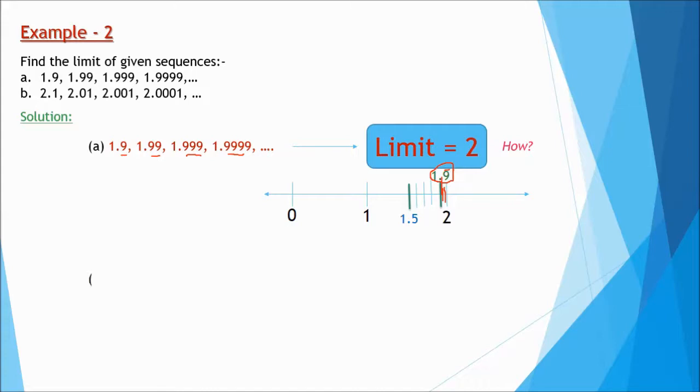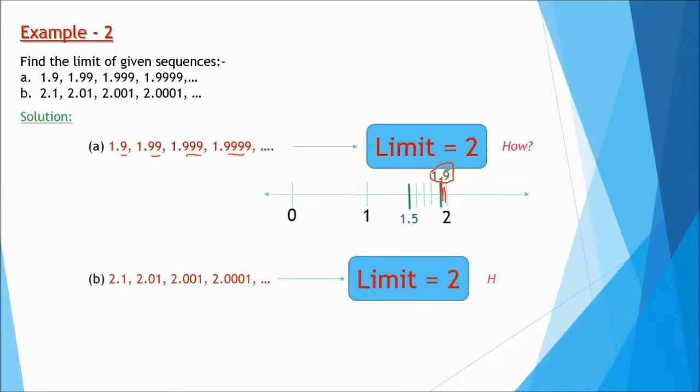Okay, hope you understand. Now B: 2.1, 2.01, 2.001, and 2.0001. Here also this sequence is approaching a fixed value, and that fixed number is none other than 2. So the limit is 2. How? Let's see the explanation. Same number line here, 1, 2, and 3.